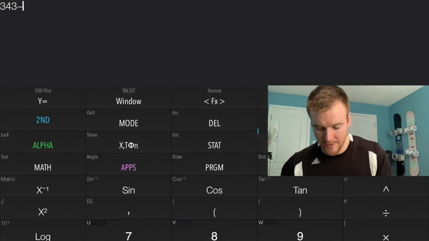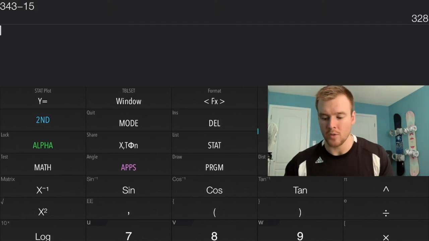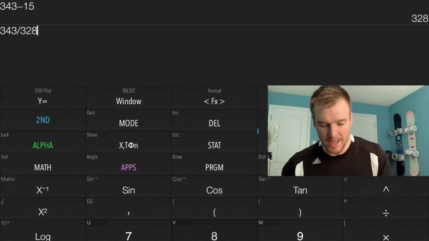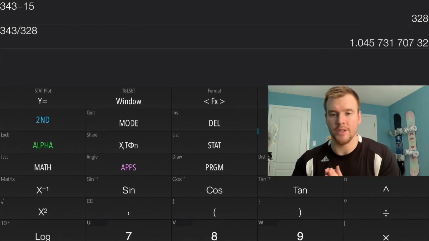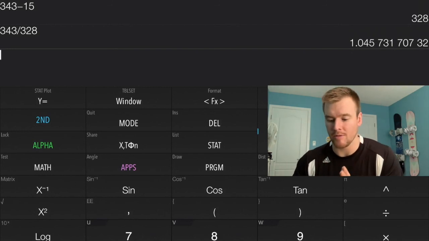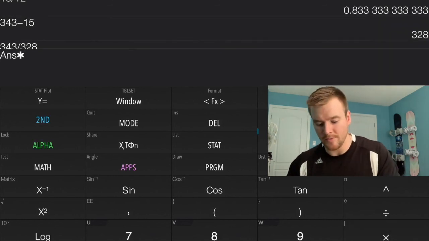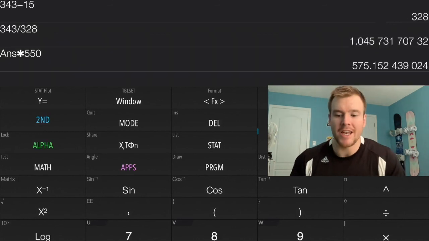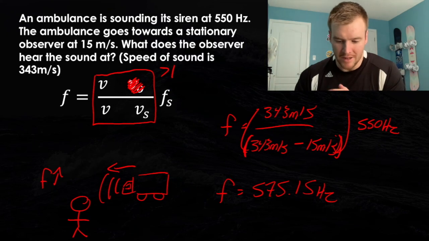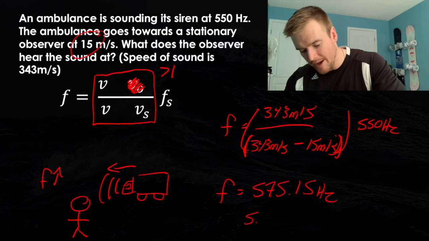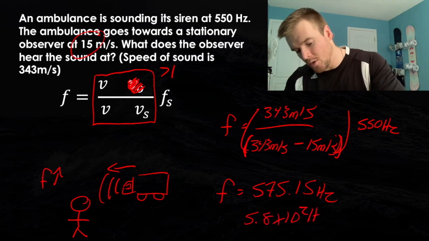343 minus 15 gives us 328. So we'll go 343 divided by 328, and we get an answer of 1.045, which is what we wanted, a number greater than 1. It's not much greater than 1, but it is greater than 1. And then we're going to times that by the frequency that it was emitting, which was 550 hertz, and we get an answer of 575.15. Okay, and lastly, we'll round that. It looks like we only had 2 digits here because of the 15 meters per second. So this is going to be 5.8 times 10 to the 2 hertz.